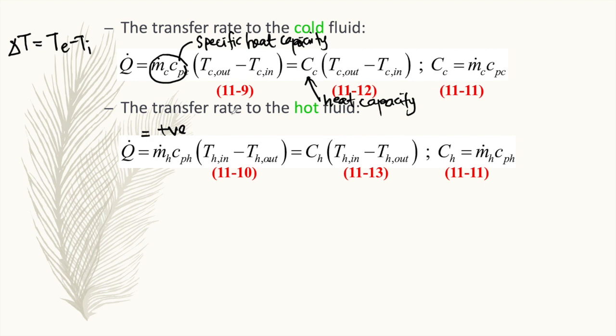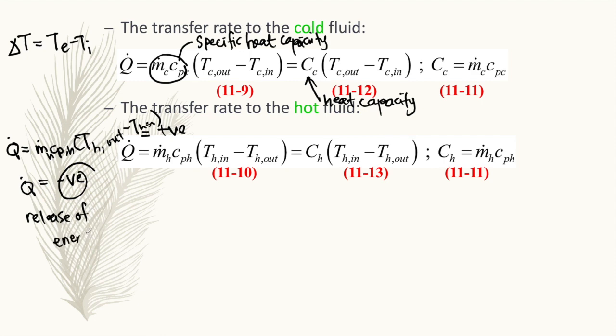to the cold fluid. If you want to rearrange this equation to be the same as this, you can write it like this: m dot Cp H times TH out minus TH in. If you are using this equation, you will get Q dot as a negative value. This negative value represents release of energy.